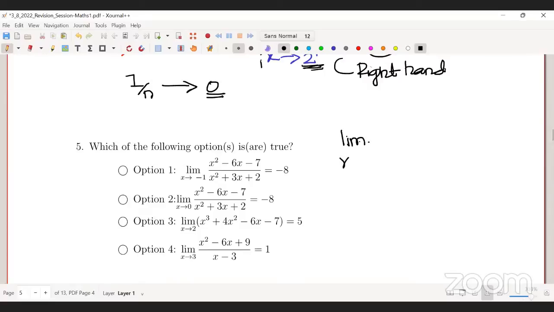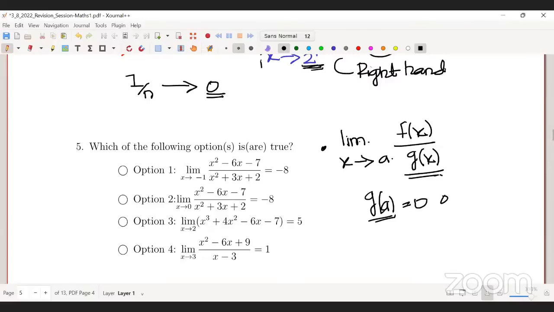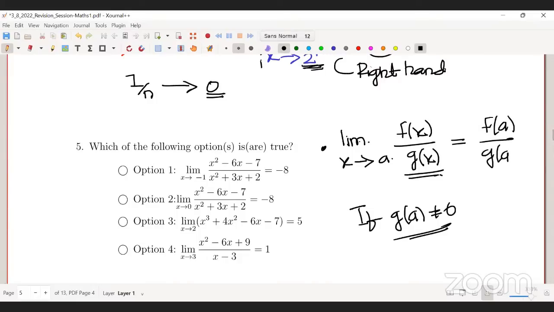Firstly convert into a new variable. Let me wait. So f of x and g of x are polynomials, right? So the first thing you need to do is check whether g of a is 0 or not. If g of a is not 0, then you can blindly say that this limit is f of a by g of a.